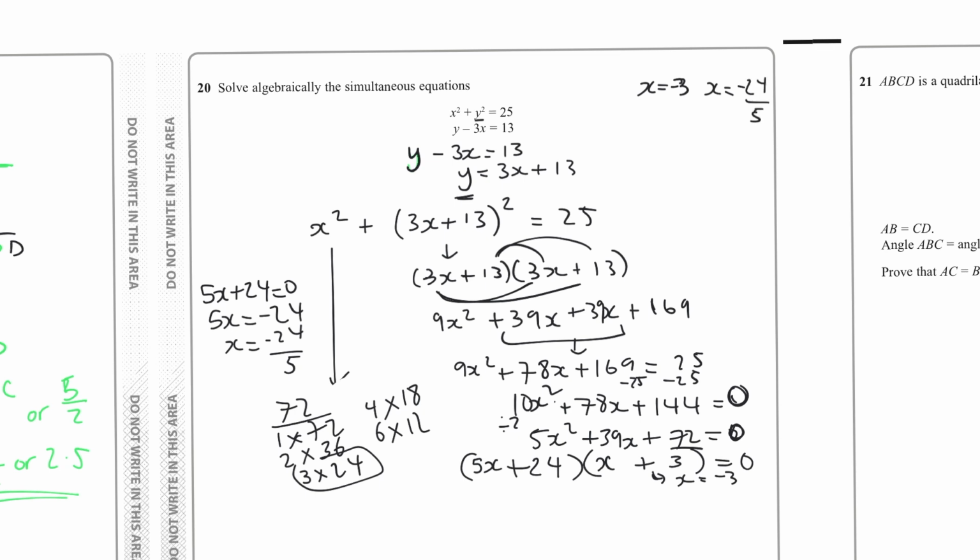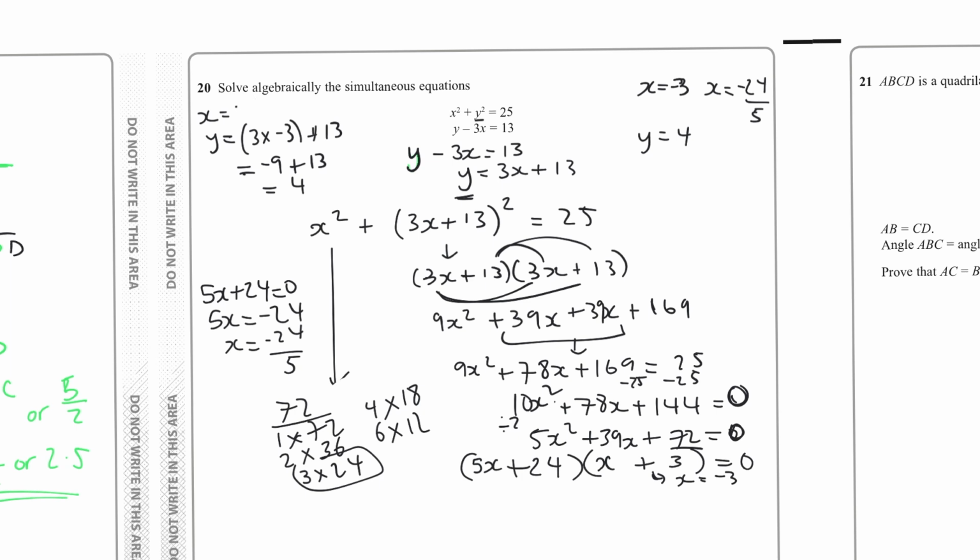And then for our y values, the last bit is we're going to substitute our x values into the linear equation. So for when x is minus 3, y is going to be equal to 3 times minus 3 plus 13, which is going to be minus 9 plus 13, which will be 4. So y is equal to 4 there.